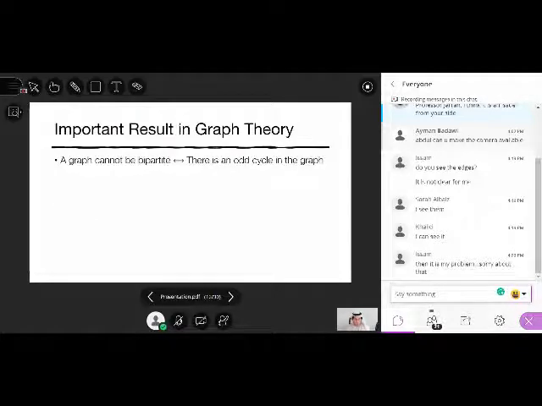Before this, there's a very important result in graph theory that I need to continue with a lot of the proofs. A graph cannot be bipartite if and only if there is an odd cycle in the graph. These two statements are equivalent. That means if a graph is bipartite, it does not have an odd cycle. If it has an odd cycle, then it cannot be bipartite. The opposite is equal. If it's not bipartite, then it has to have an odd cycle. If it doesn't have an odd cycle, then it's bipartite. But I think this excludes singletons, which are graphs with only one point.